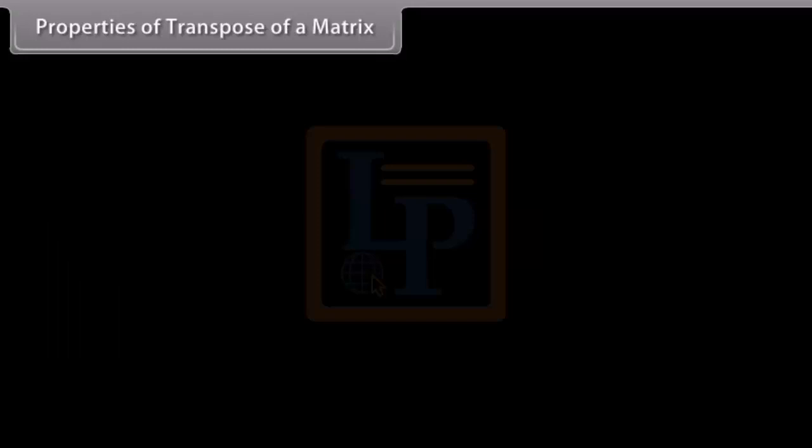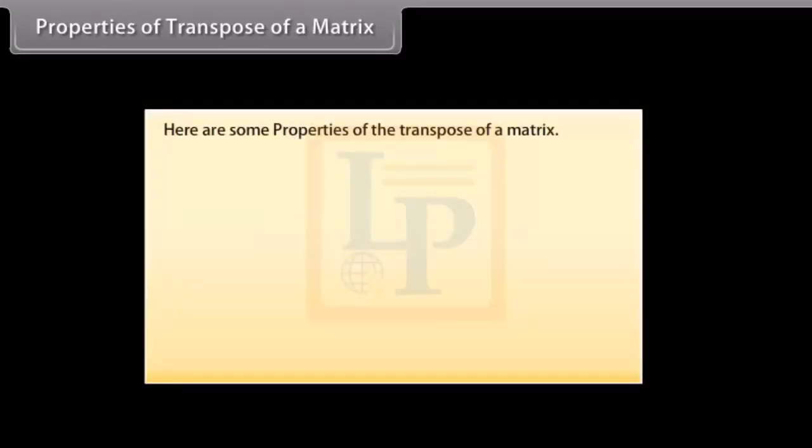Properties of transpose of a matrix. Here are some properties of the transpose of a matrix. First, the transpose of the transpose of matrix A is equal to matrix A. Second, the transpose of A plus or minus B is equal to the transpose of A plus or minus the transpose of B, if A and B are m by n.